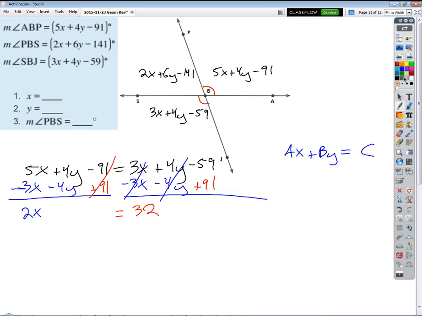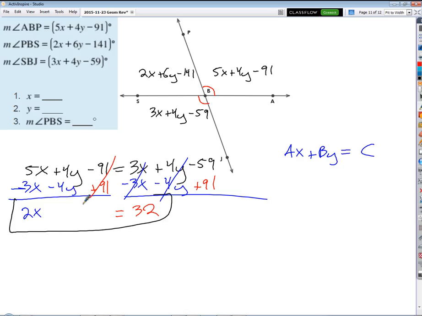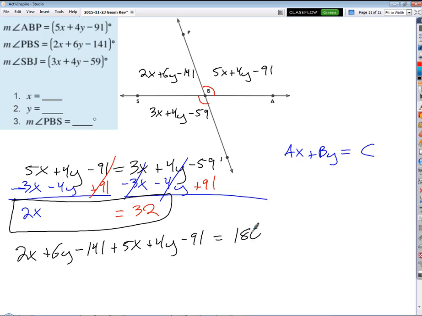Very good. So the other equation then tells us, I'm going to put a box around that one because that's good. We got that one to use. Now we got to build another one. So this plus this equals 180, right? 2x plus 6y minus 141 plus 5x plus 4y minus 91 equals 180.